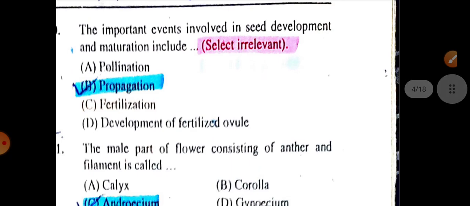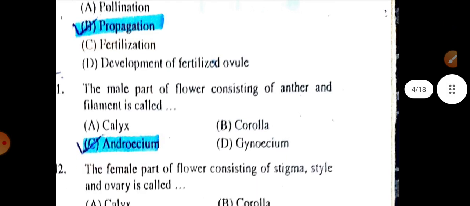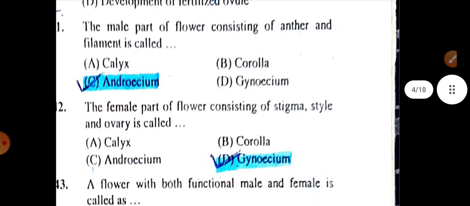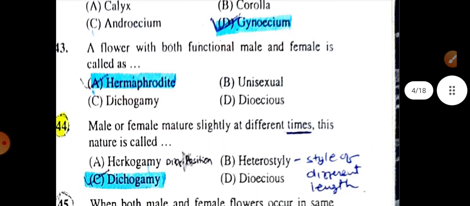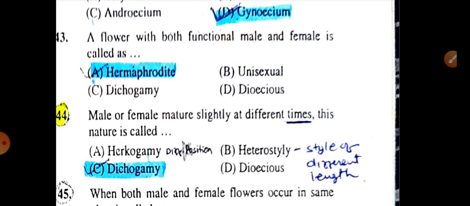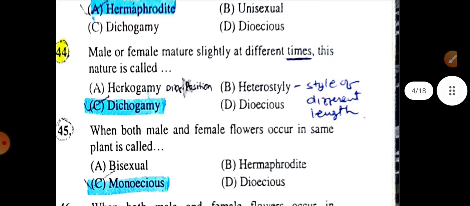The important events involved in seed development and maturation include pollination, fertilization and development of the fertilized ovule, not propagation. The male part of a flower consisting of anther and filament is the androecium. The female part of a flower constituting stigma, style and ovary is the gynoecium. A flower with both functional male and female parts is called hermaphrodite. When male and female parts mature at slightly different times, this nature is called dichogamy.